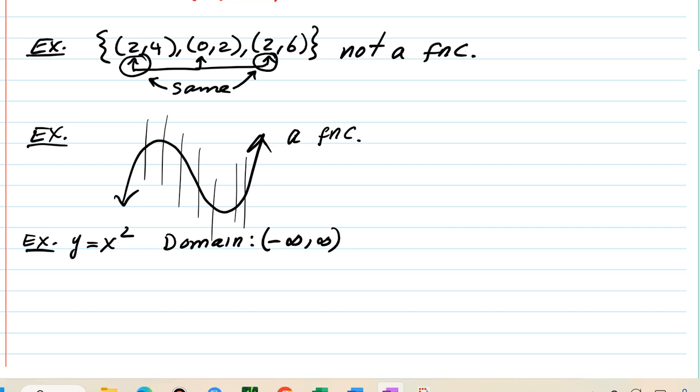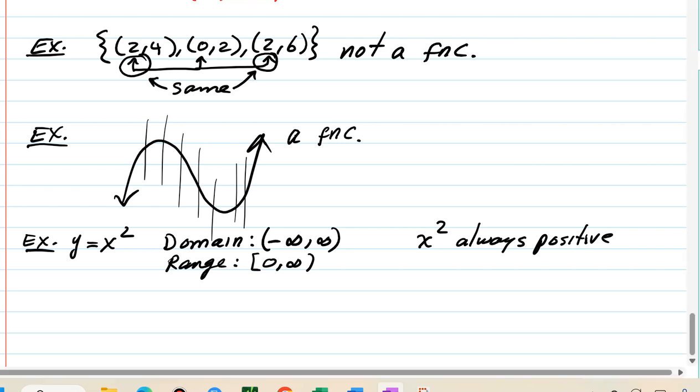Now, because x squared is always positive, it's never negative. 0 is the lowest it can be. So for that reason, the range is going to be 0, which happens at x equals 0, and it's never negative, so it's always going to be positive. Therefore, it's going to be from 0 to infinity. All right, we got that one down.